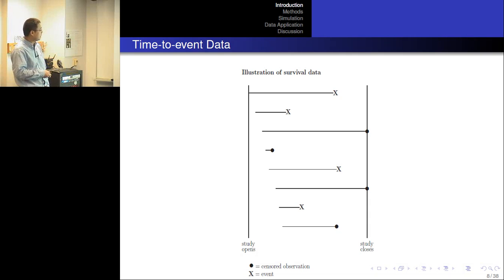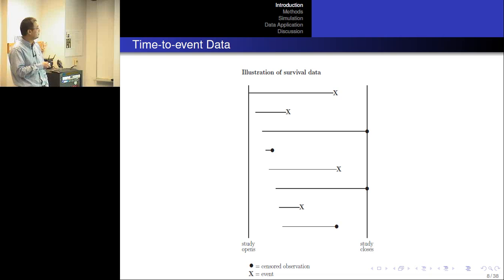Then we labeled as X. We observe the event for these two patients. But for the third patient, this patient survived at the end of 2015. We don't know what happened after that. That's why we call it censored. But at least we know this patient lived very long during 2015.